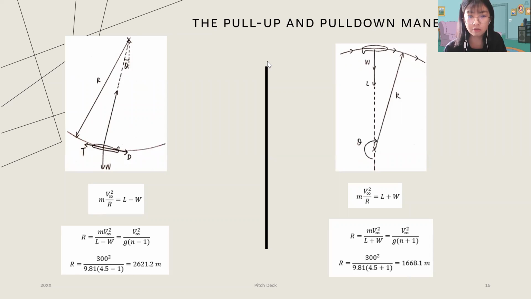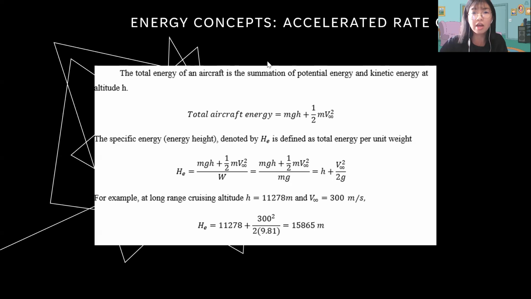Their radii are also different. For pull out, the radius is around 2,600 meters, while for pull down, the radius is about 1,600 meters. Energy concepts, accelerated rate of climb. The total energy of an aircraft is the summation of potential energy and kinetic energy. So the specific energy height is about 15 km.